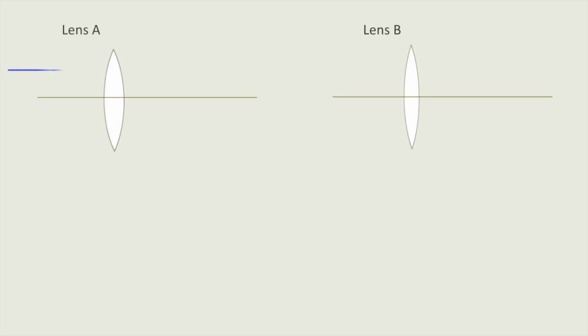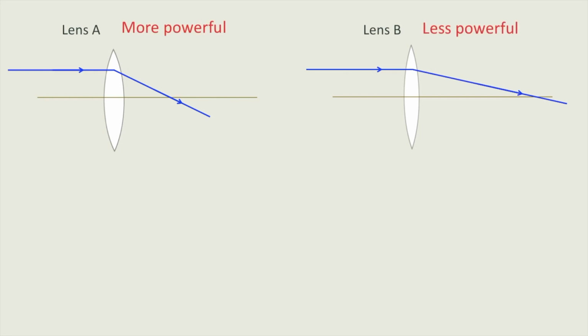So now there are two ways of describing a lens. One is the focal length and the second is its magnification. But there's also a third way of describing a lens. So to understand that, consider lens A and lens B. Lens A deviates a ray of light by a greater amount compared to lens B. So we'd say that lens A is more powerful and lens B is less powerful.